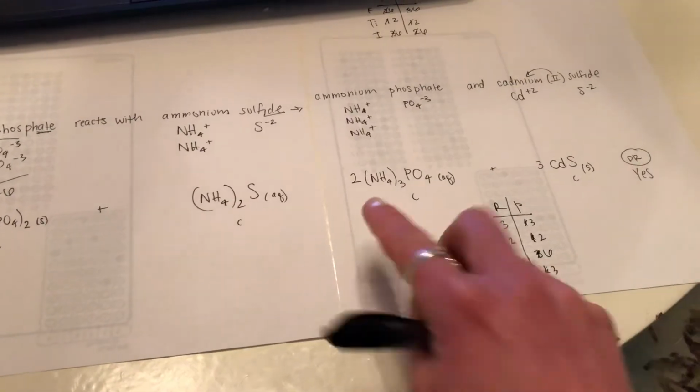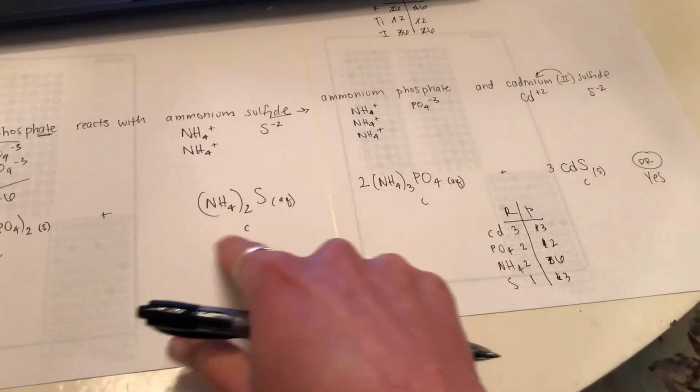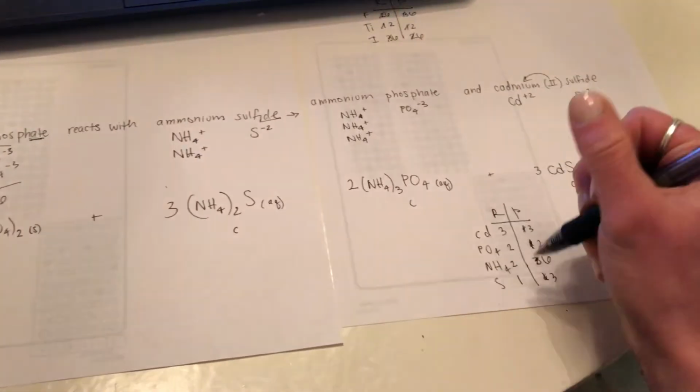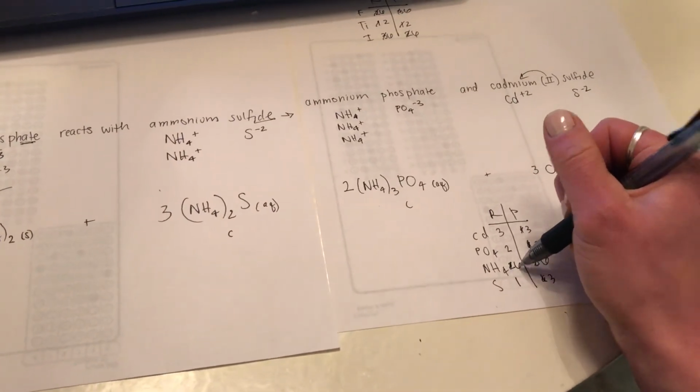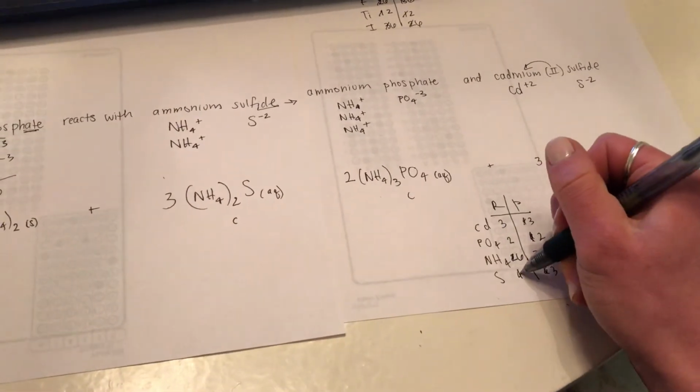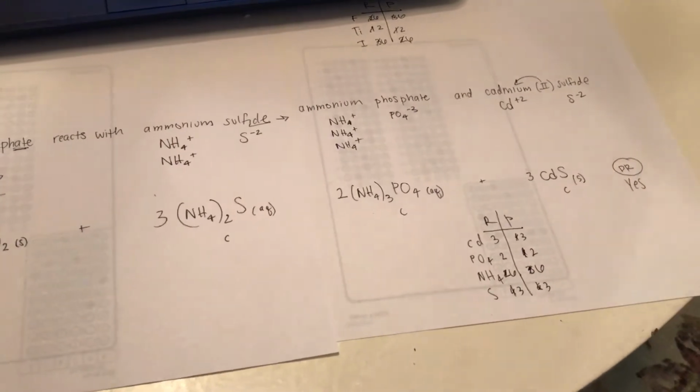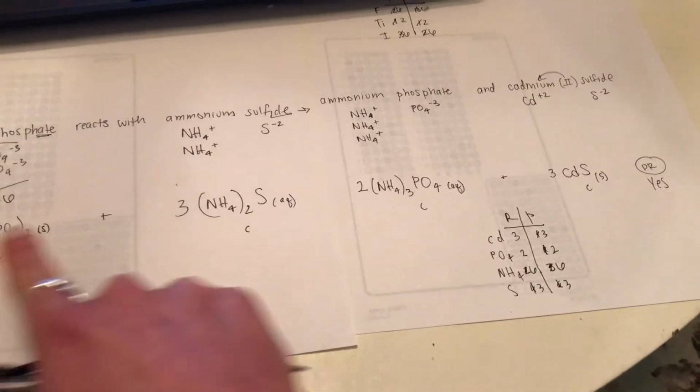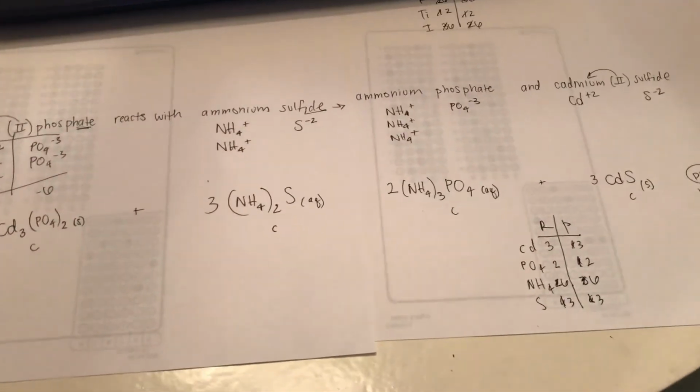Okay, so let's go to ammonium. I have 6 over here. So to get 6 on this side, I need a coefficient of 3. That changes this to 6, and then it makes me have 3 sulfides. So perfect, I am balanced now, and so this is my correct balanced equation.